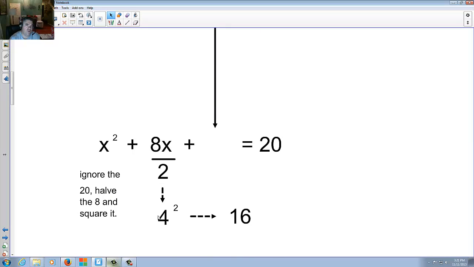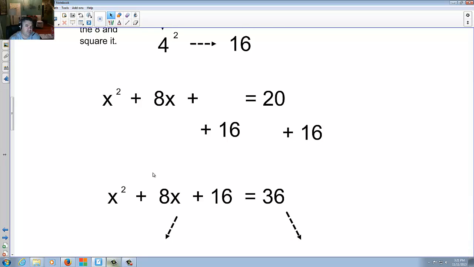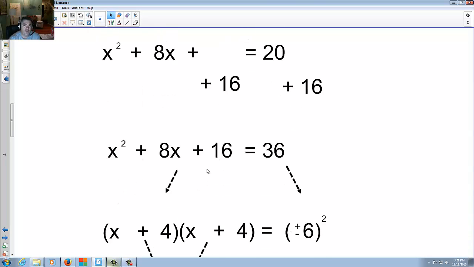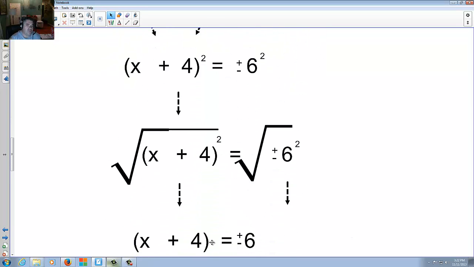Divide by 2 is 4. 4 squared is 16, so plus 16 plus 16. So you have x squared plus 8x plus 16, and 20 plus 16 is 36. Go ahead and break this into two binomials, x plus 4 times x plus 4, x plus 4 squared. And 36, you can either keep as 36 or make plus or minus 6 squared, whichever makes you happier. Root, x plus 4 equals a positive 6 and a negative 6.